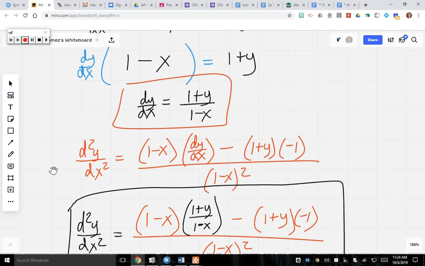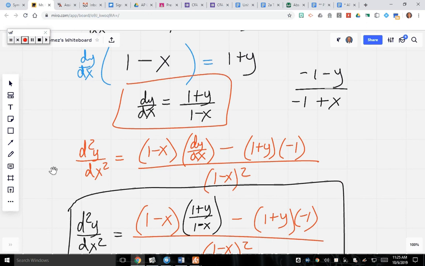Now, some of you might do something different. So what I'm about to do is I'm going to ask you, right now, this is the answer. 1 plus y over 1 minus x is dy dx. But here's the thing. Some of you might do something different, and you would get this answer, okay? And then I want you to tell me why they got this answer. You'll get something like that. Guys, that is the same exact answer.